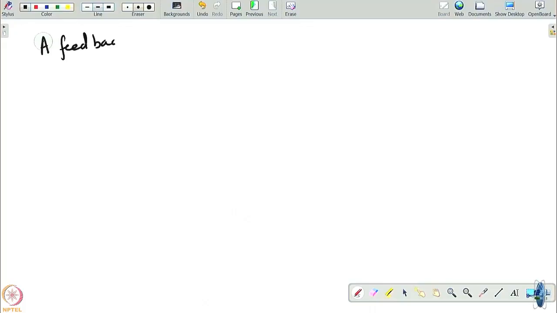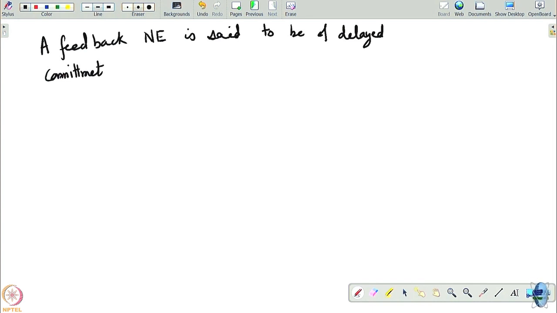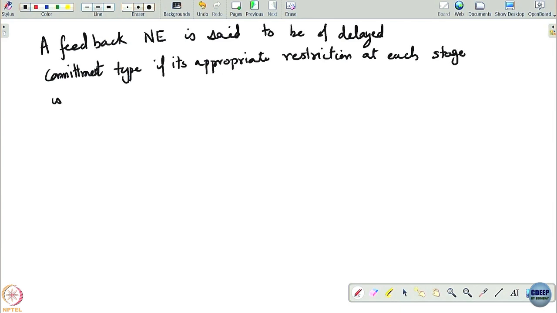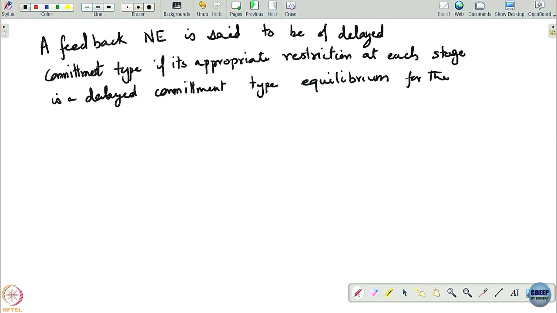So feedback, Nash equilibrium is said to be of delayed commitment type if its appropriate restriction to each stage is a delayed commitment type for the corresponding single act game.